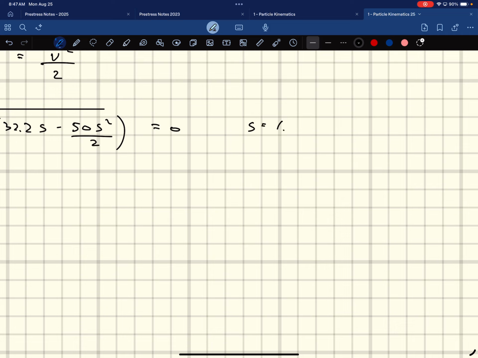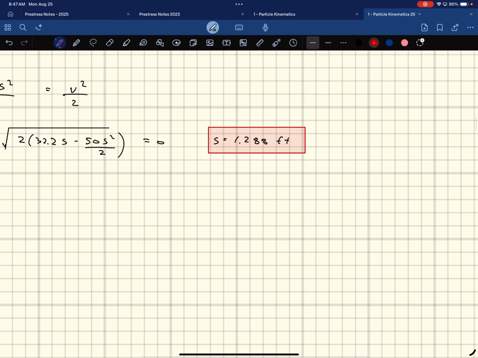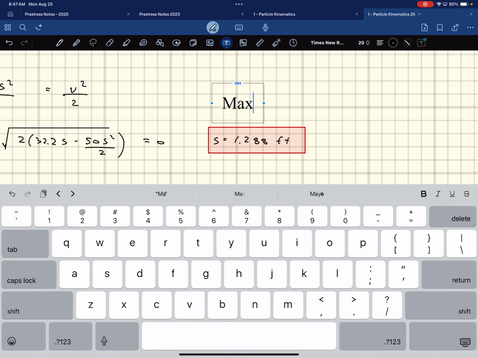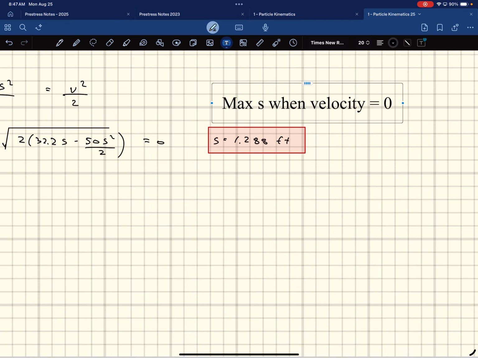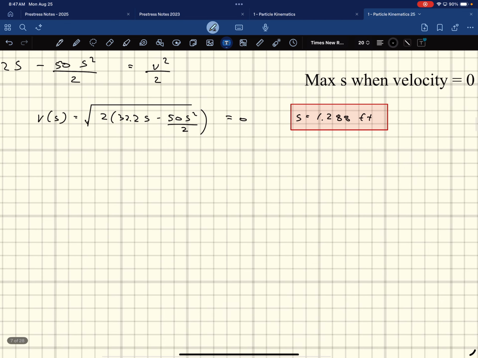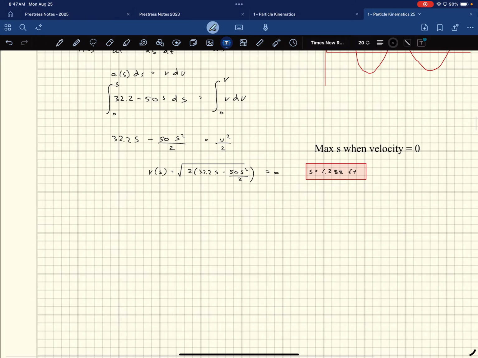S is equal to 1.288 feet. My calculator told me that. So that's why I set the velocity equal to 0, and that told me what my max position is. Okay, all right, last part.